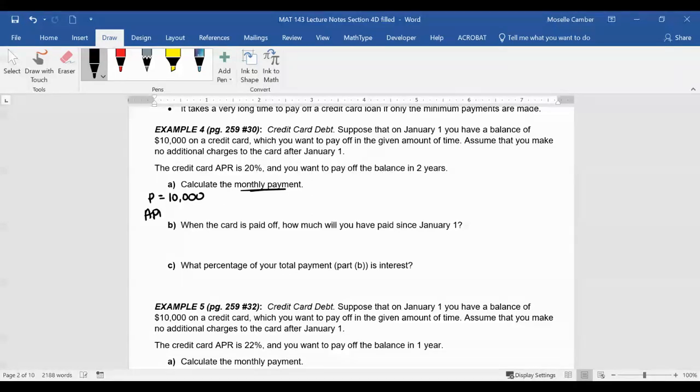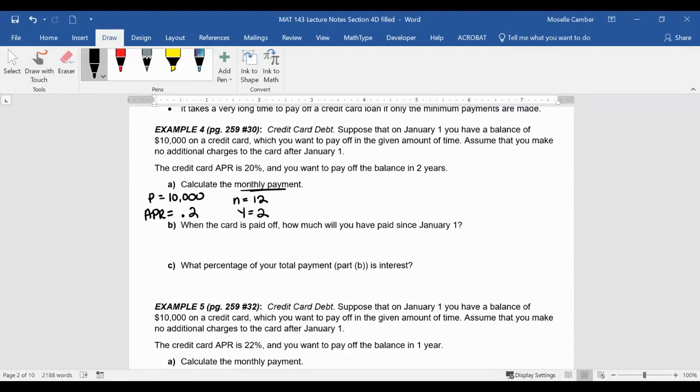Your APR is 20%. Now note, this is the first time that we've had an APR that's over 10, so just watch your decimals here. It is tempting to do it as 0.02 because everything else is always at that 0.0, but note that 20% in decimal is 0.2. Okay, we're making monthly payments, so that is 12, and you want to pay this off in 2 years.